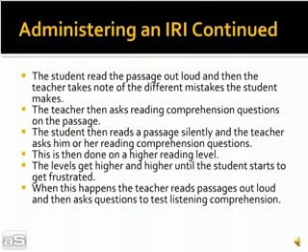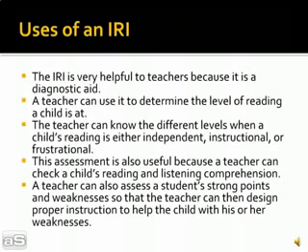Administering an IRI. The student reads the passage out loud, and then the teacher takes note of the different mistakes the student makes. The teacher then asks reading comprehension questions on the passage. The student then reads the passage silently, and the teacher asks him or her reading comprehension questions. This is then done at a higher reading level. The levels get higher and higher until the student starts to get frustrated. When this happens, the teacher reads passages out loud and then asks questions to test listening comprehension.